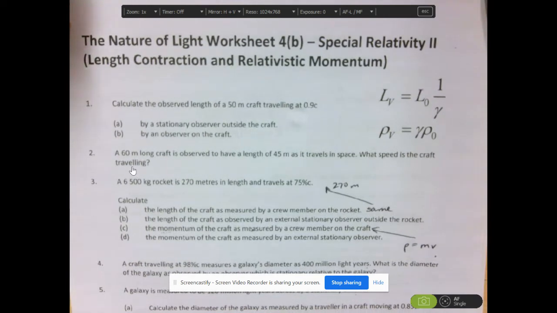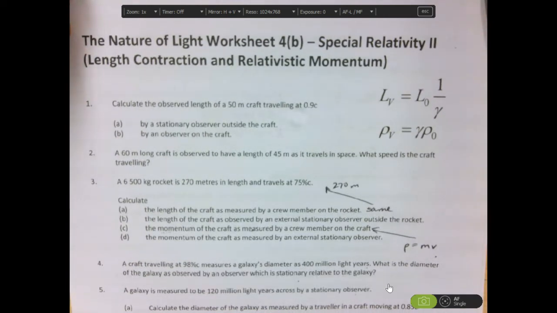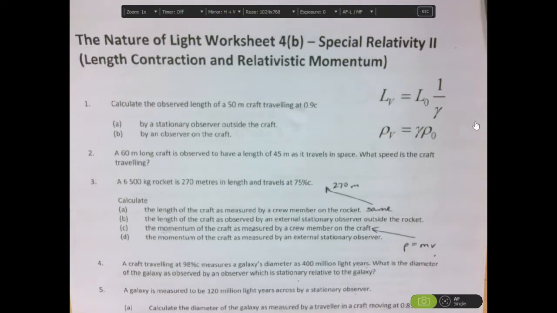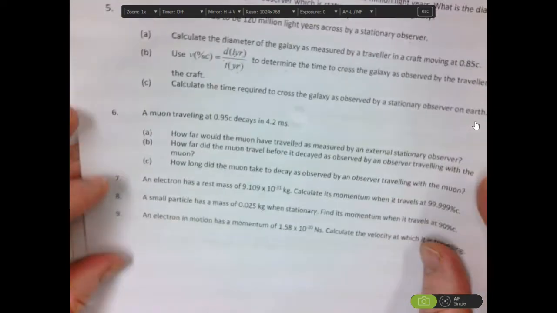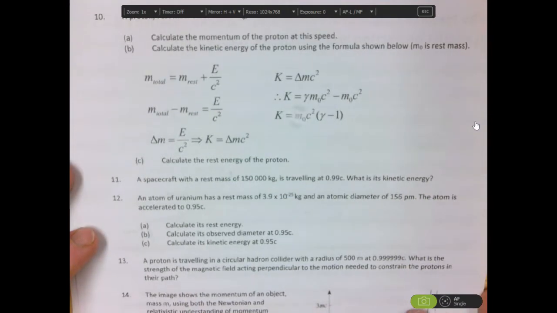Welcome back. This is the continuation of the full work solutions of the Nature of Light worksheet 4B, focusing on length contraction and relativistic momentum. We have now completed the first part of this worksheet all the way down to question 9. So this worksheet is going to be 10 onward.